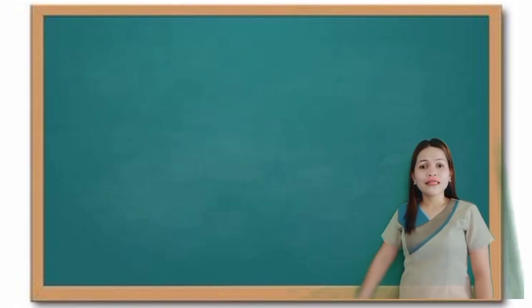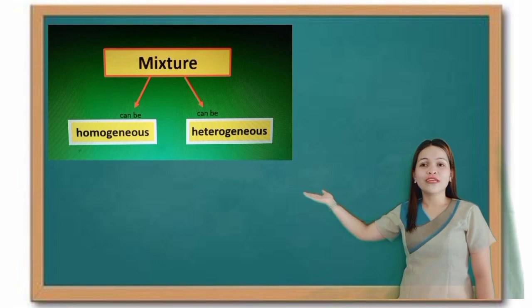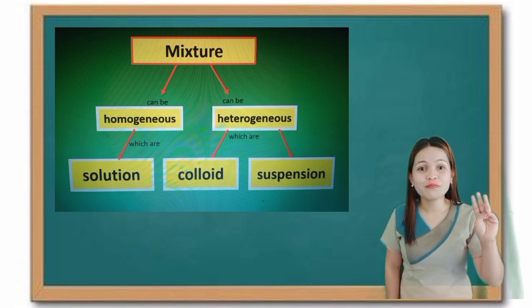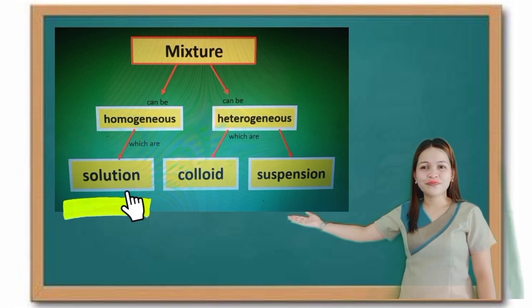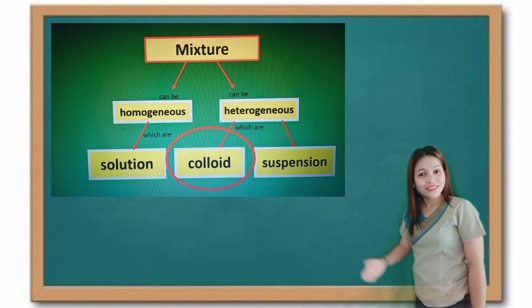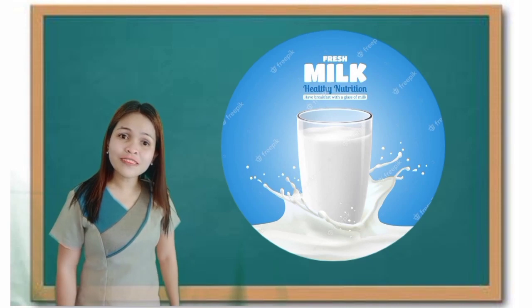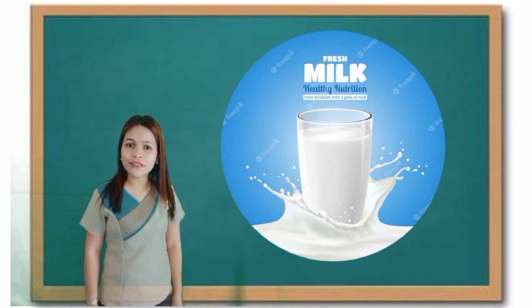You have learned that a mixture is either a homogeneous mixture or a heterogeneous mixture. You also learned that there are three types of mixture, and one of them is a solution. In today's lesson, we will focus on the second type of mixture, which is colloid. The milk that you drink every day is an example of colloid.